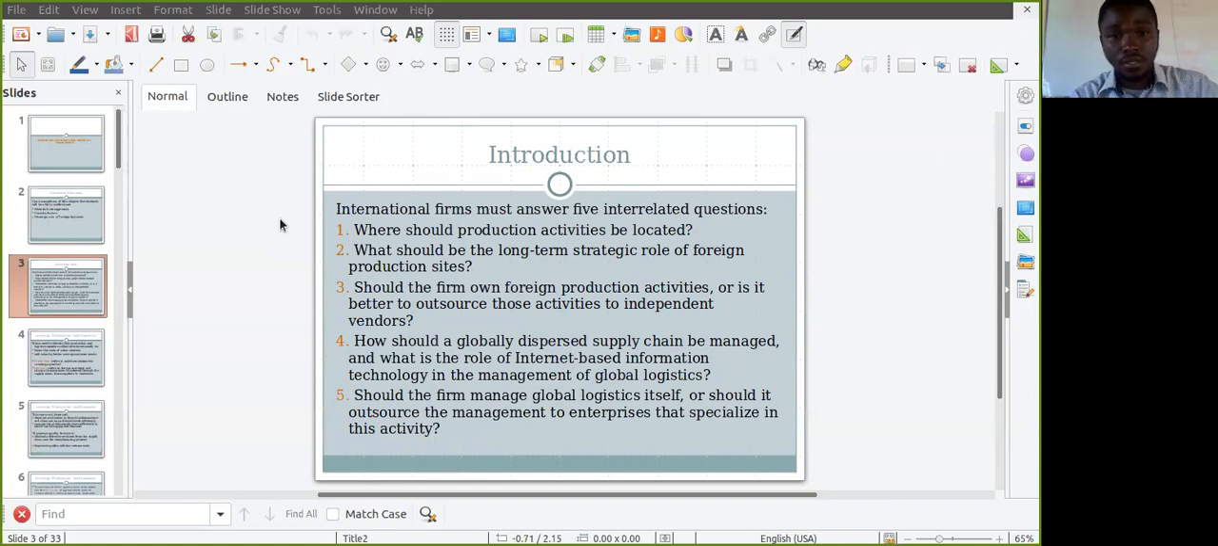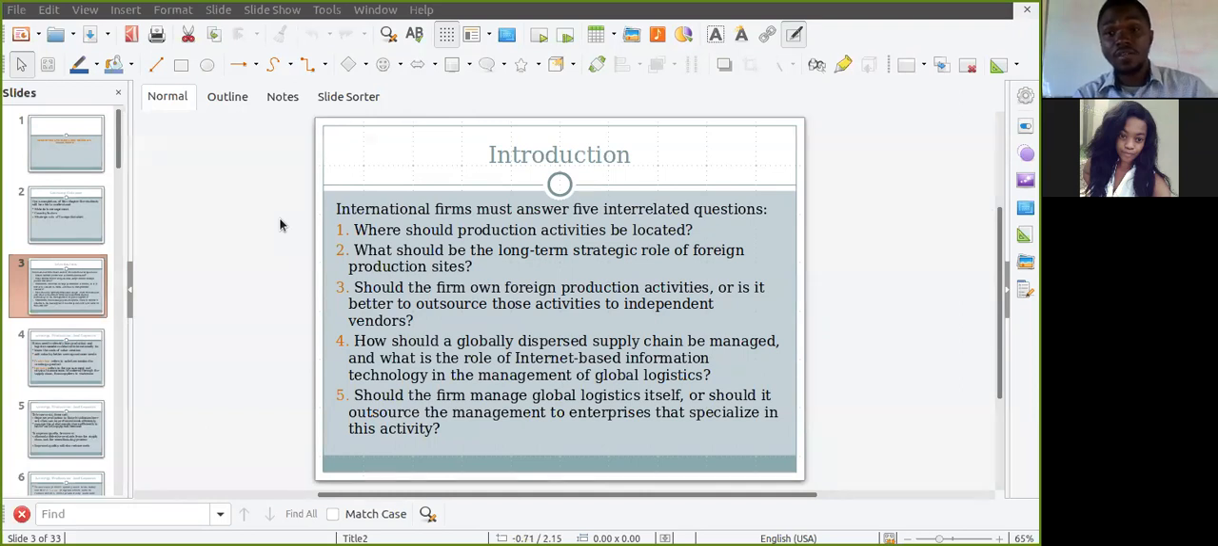Introduction. International firms must answer five interrelated questions. These are the questions which international firms should answer. One, where should production activities be located? Two, what should be the long-term strategic role of foreign production sites? Three, should the firm own foreign production activities, or is it better to outsource those activities to independent vendors?